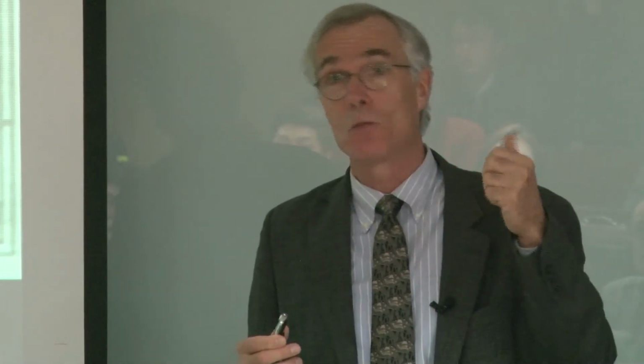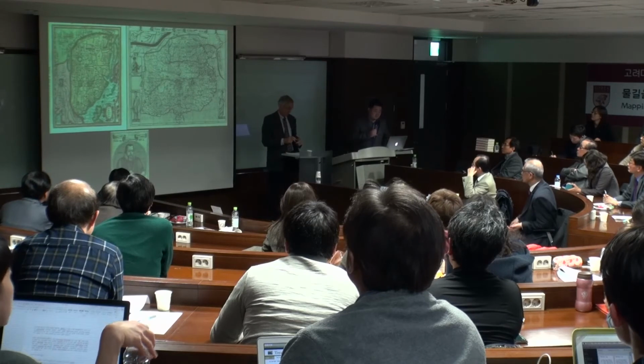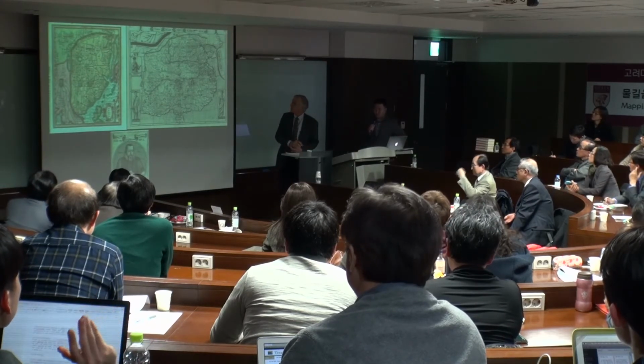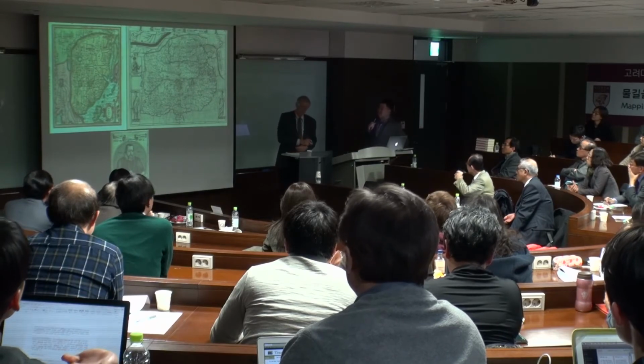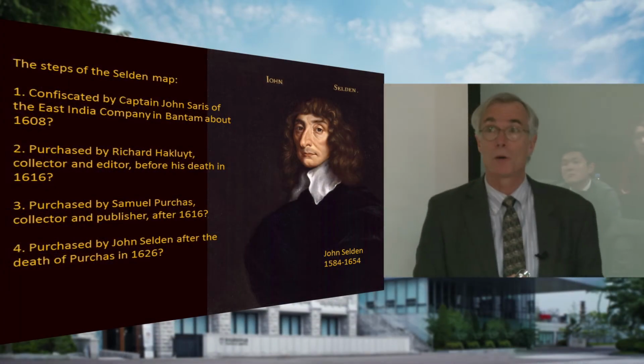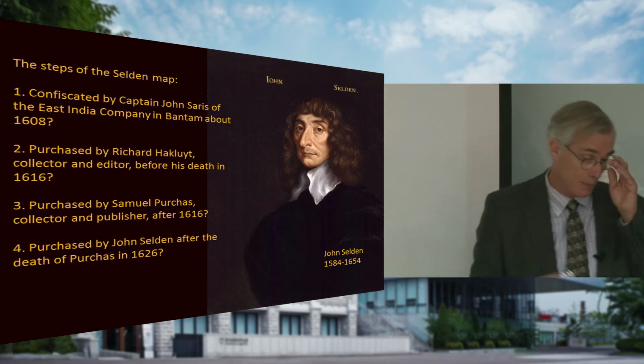Now, Purchas did not include the Selden map in his book. That may be because, 1, he didn't have it, or 2, the map was just too big for him to reproduce in his book. At any rate, I have assumed that Purchas had the map. Purchas dies in 1626, and then John Selden acquires part of Purchas's library later on, and that, I think, is how he got the map.